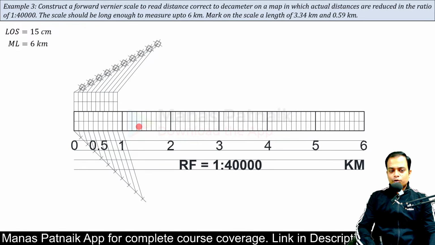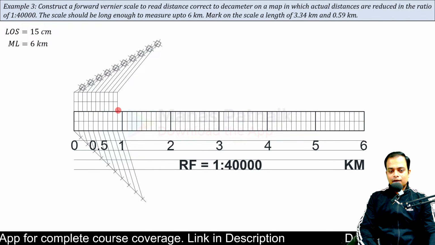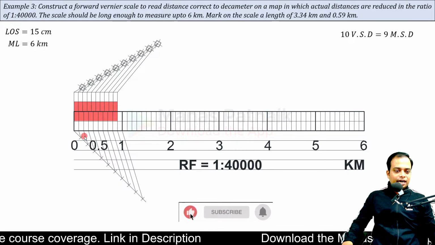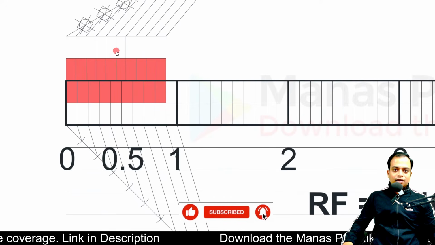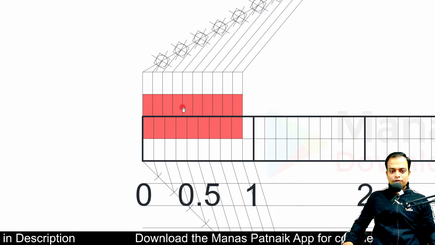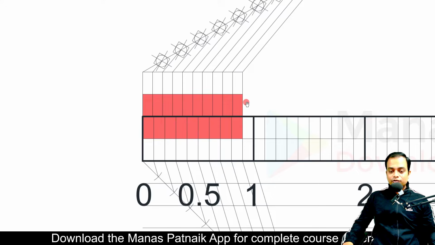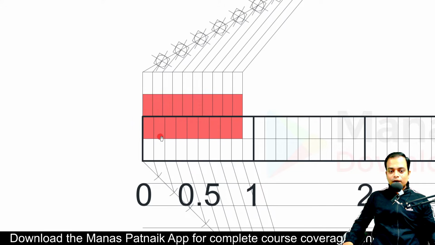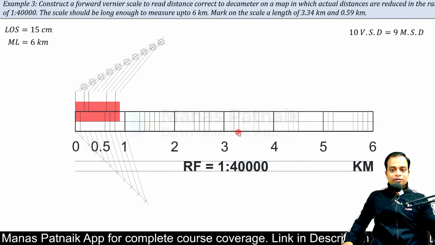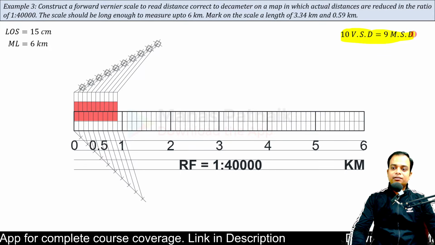Now I want all of you to focus on this portion. 10 divisions of the vernier scale and 9 divisions of the main scale. What did I just say? 10 divisions of the vernier scale and 9 divisions of the main scale. Please make a count: 1, 2, 3, 4, 5, 6, 7, 8, 9, 10. 10 divisions of the vernier scale. 1, 2, 3, 4, 5, 6, 7, 8, 9. 9 divisions of the main scale. That is exactly what I have mentioned.